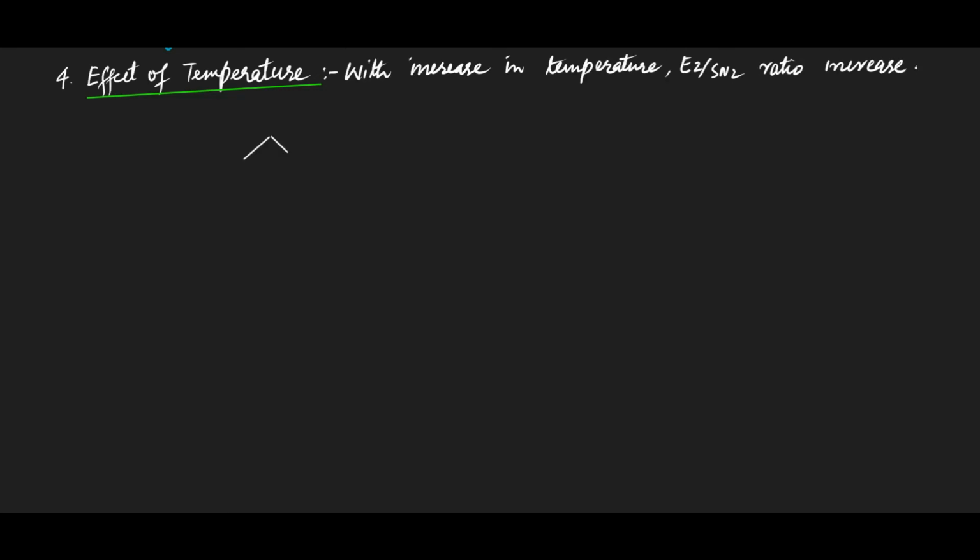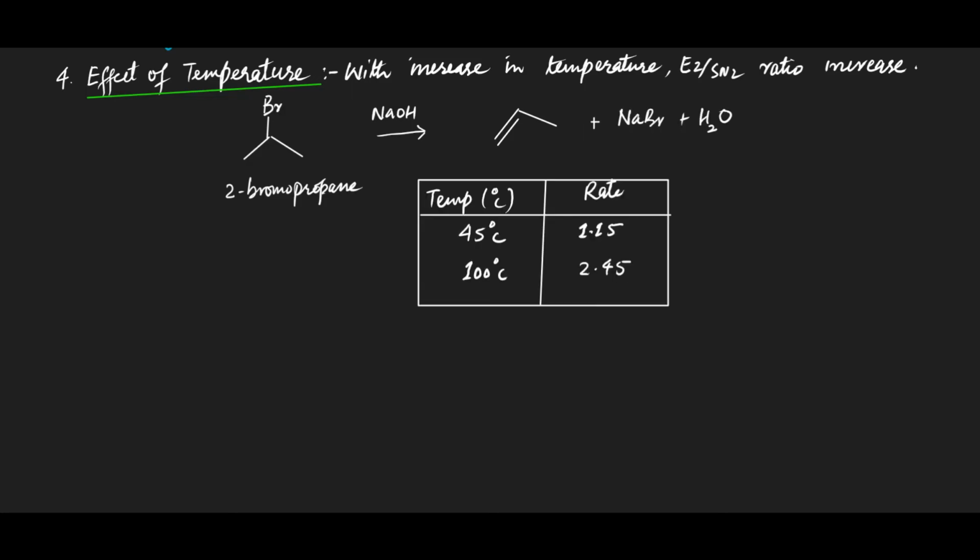Fourth factor is temperature. With increase in temperature, E2 by SN2 ratio increases. Thus, 2-bromopropane when treated with sodium hydroxide gives propene as elimination product. With increase in temperature you can see the rate increases.